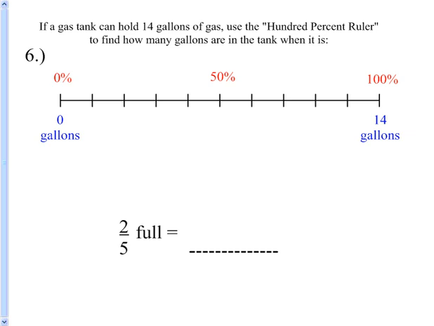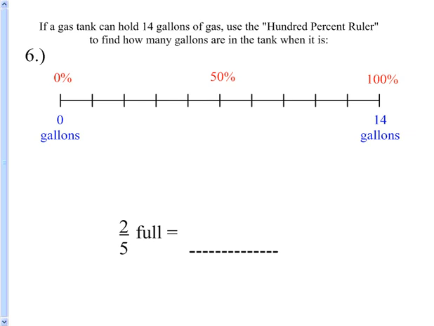Here, the question is, if a gas tank can hold 14 gallons of gas, use the 100% ruler to find out how many gallons are in the tank when it is 2/5 full. So we have several steps of things that we need to do, and let's go ahead and break it down and take it step by step.